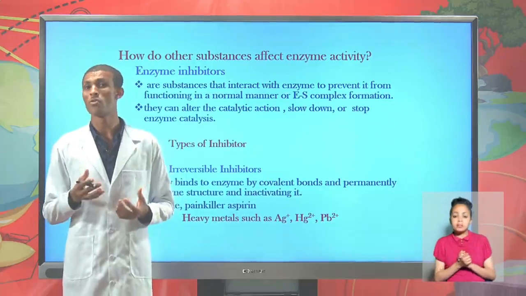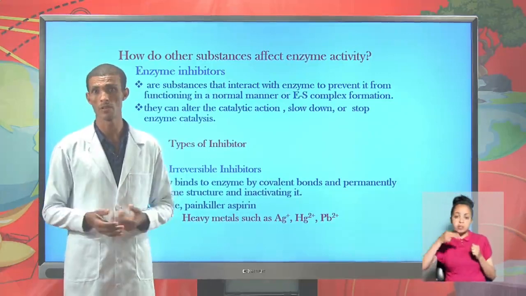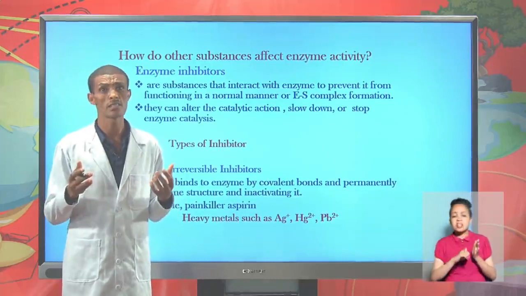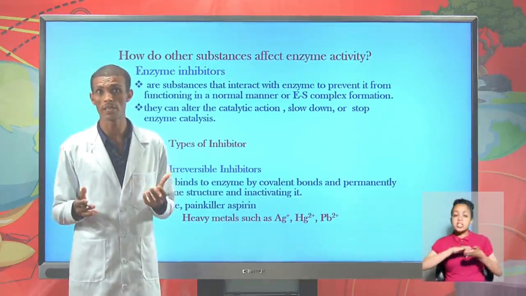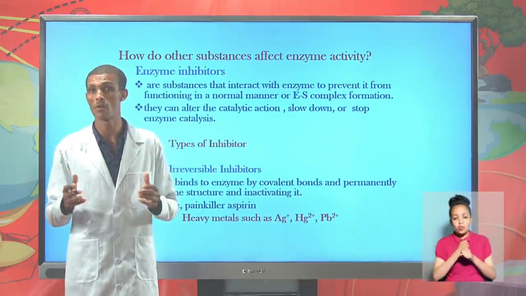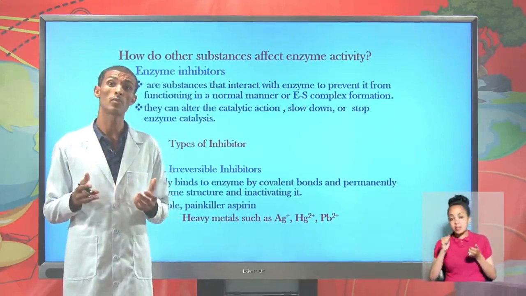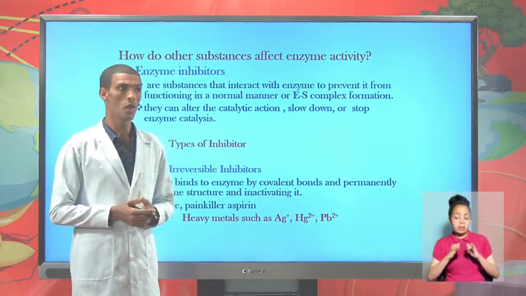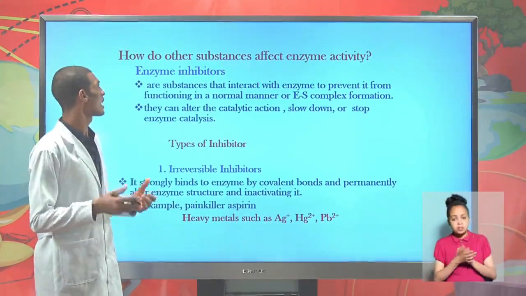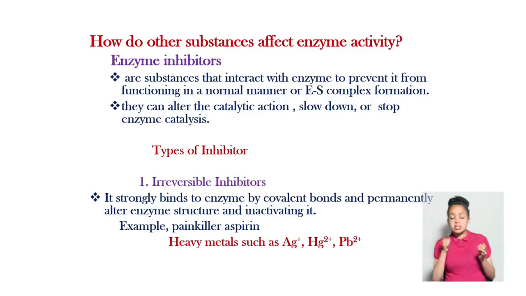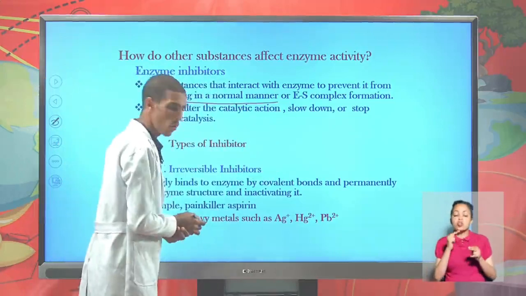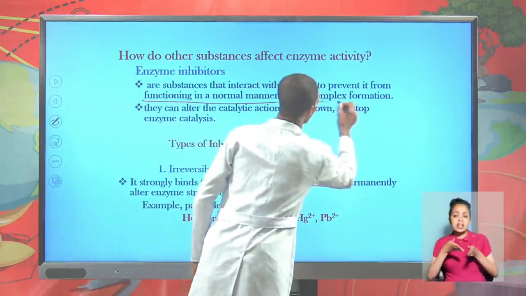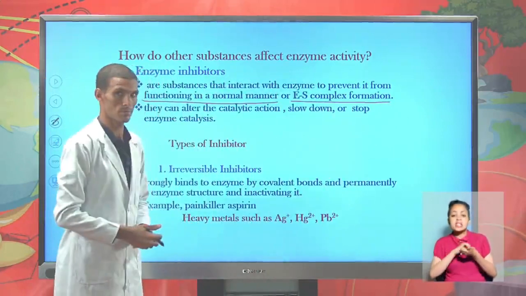Well, not only temperature, pH, and substrate concentration, there is another substance that affects enzyme action or the rate of enzyme activity to form the enzyme substrate complex. These are termed inhibitors. An inhibitor is a substance that can bind with an enzyme to prevent it from functioning in the normal manner, or to prevent the enzyme substrate complex from being formed.